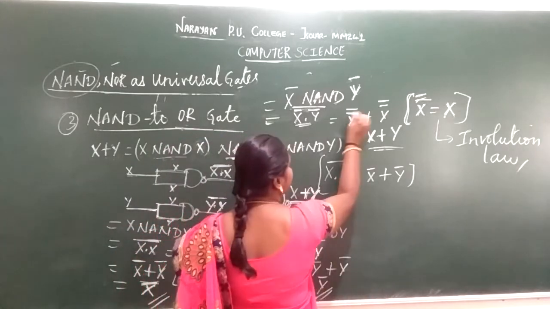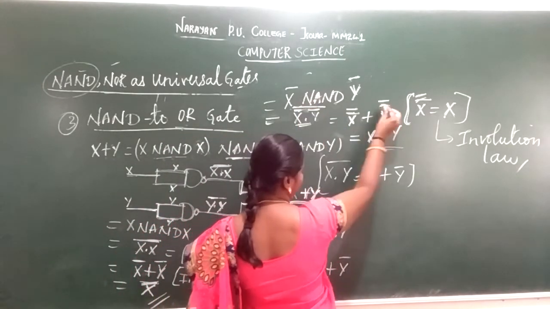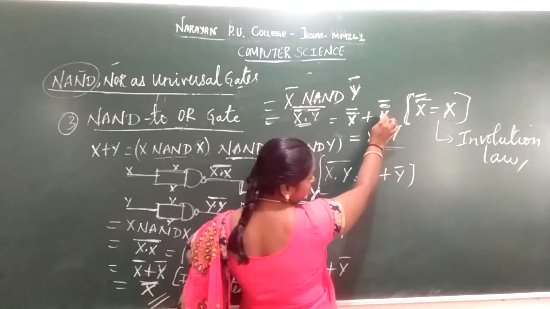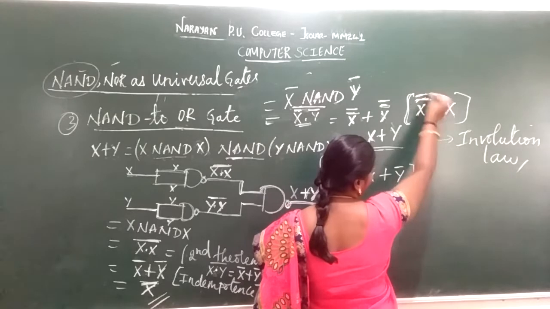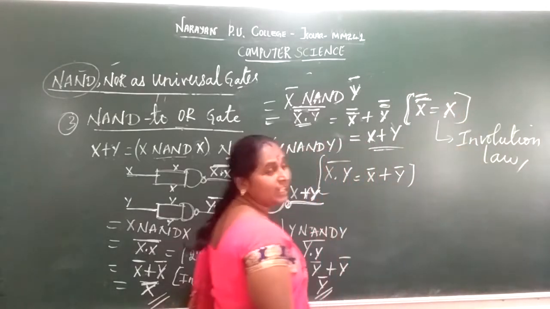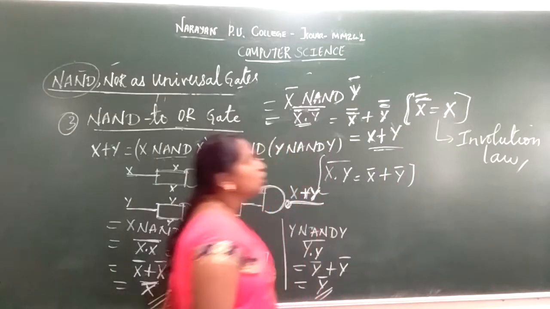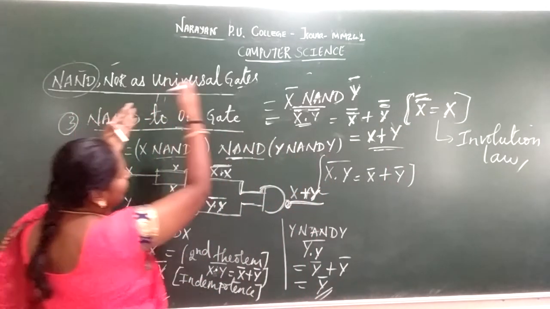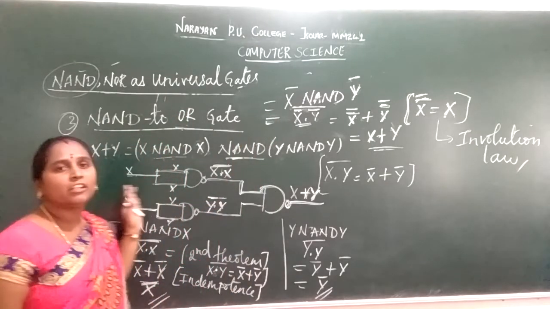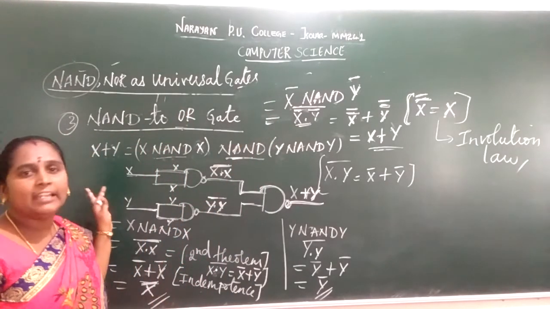So I have written x bar plus, already it has a bar, so on that you have another bar, double bar. The double inversion rule is nothing but your involution law, that is x complemented twice, you will get the same value, that is the variable x. So x as it is plus y. So this is how I have solved that. With the help of a NAND gate, you have implemented an OR gate. An OR gate can be designed with the help of a universal gate called the NAND gate.